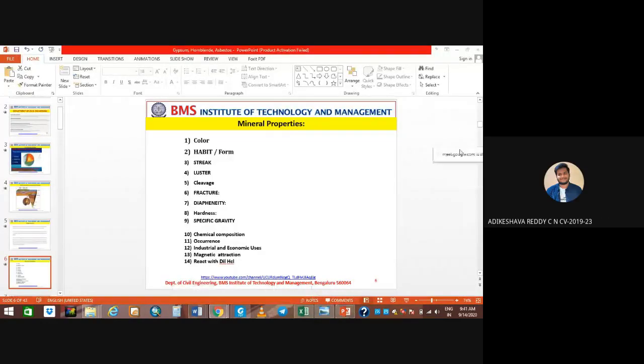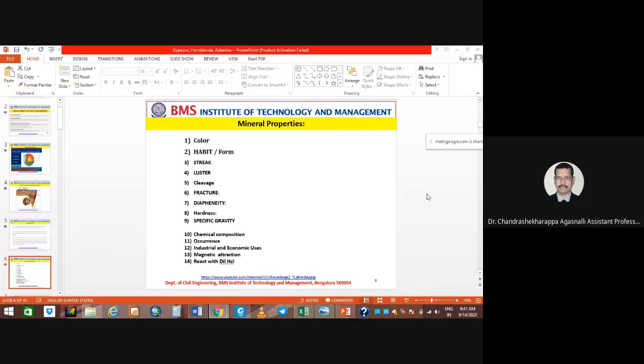Yes, sir. Okay, so there are three types of fractures: even, uneven, and conchoidal. Even fractures are perfect; when you break the mineral, it cuts perfectly. Uneven is abnormal breaking; it can break any way. Conchoidal fractures are curved shapes. It is like when you throw a small stone in a pond, it generates waves. Similarly, it curves and creates waves. That's conchoidal fracture.